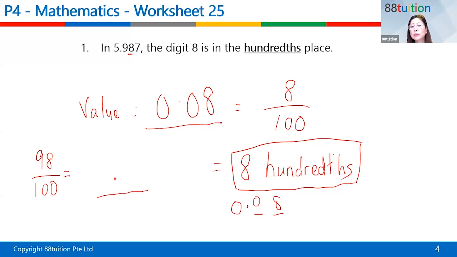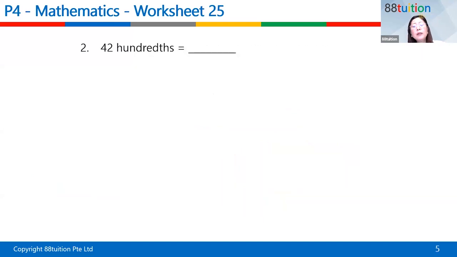Okay, Janelle. Is it 0.98? It's 0.98 because 100 means 2 numbers behind the decimal point, after zero, right? And then there's only 2 numbers up here. So it has to be 98. So 0.98. Okay, clear? Good. We can do the next question.